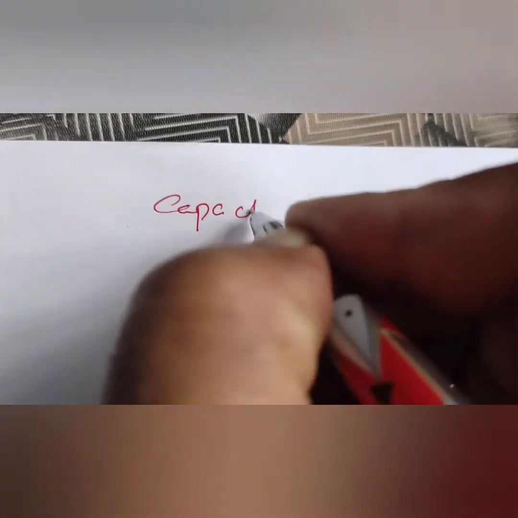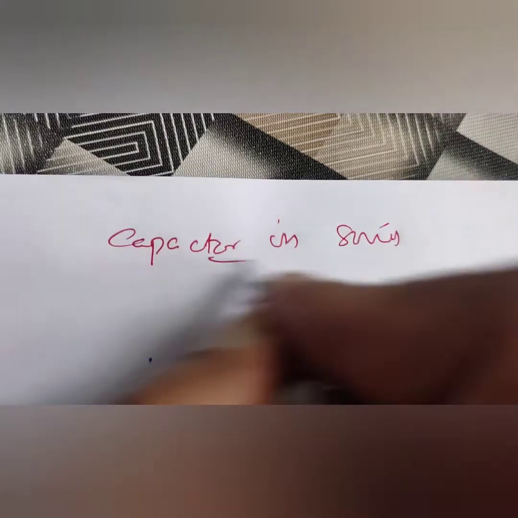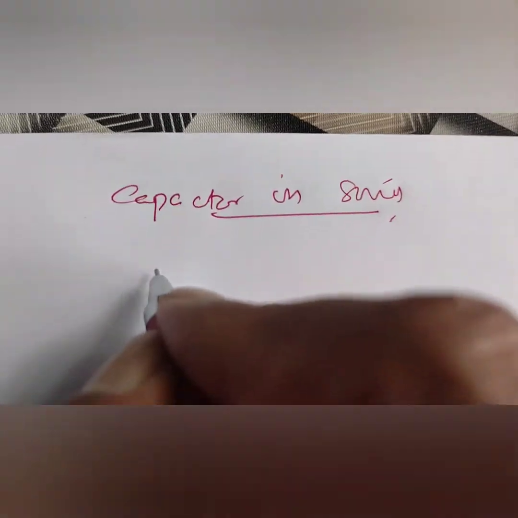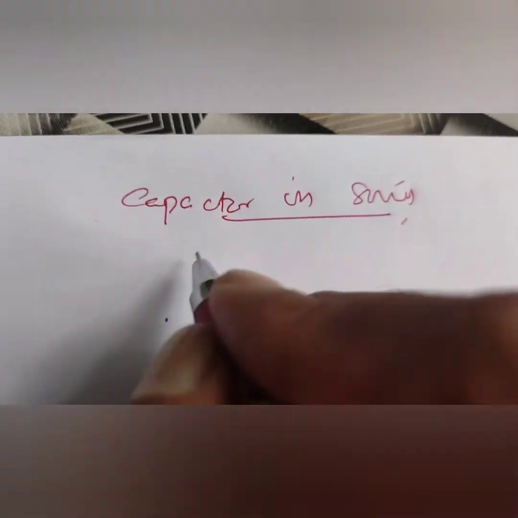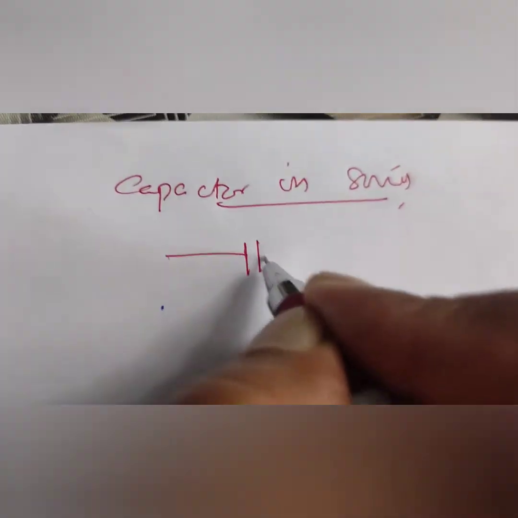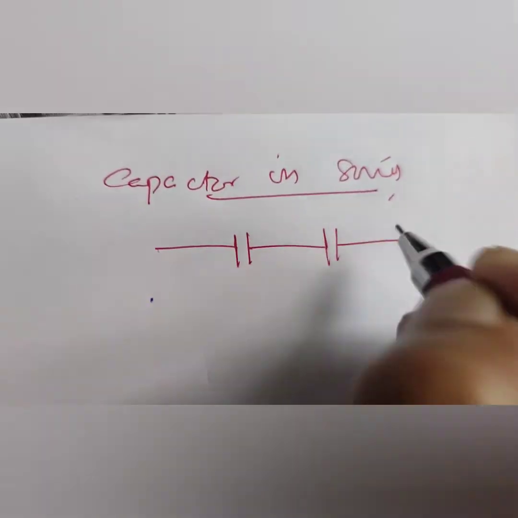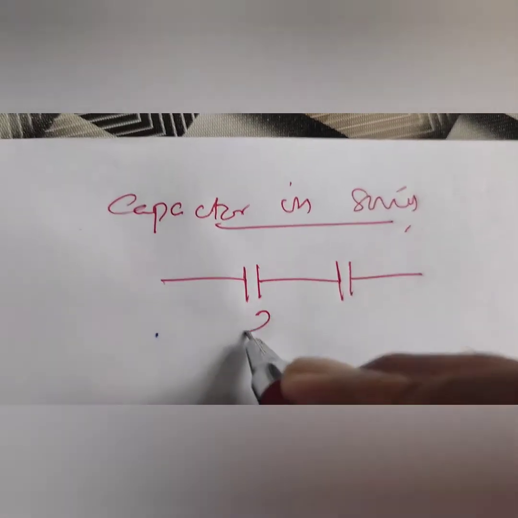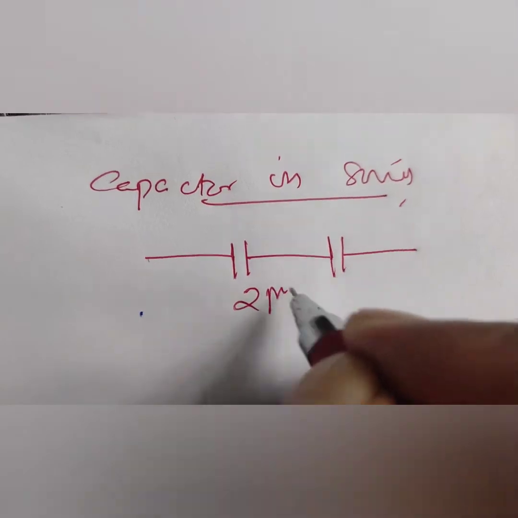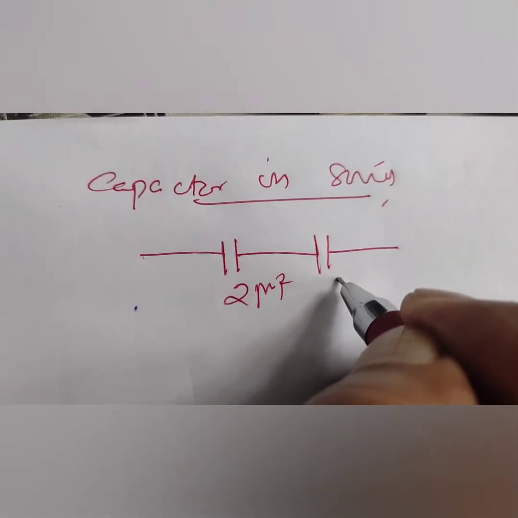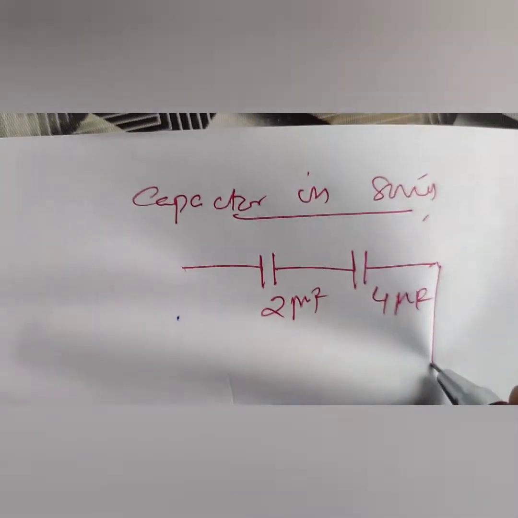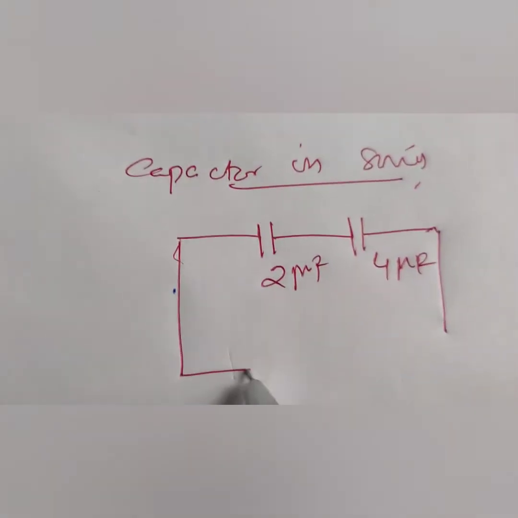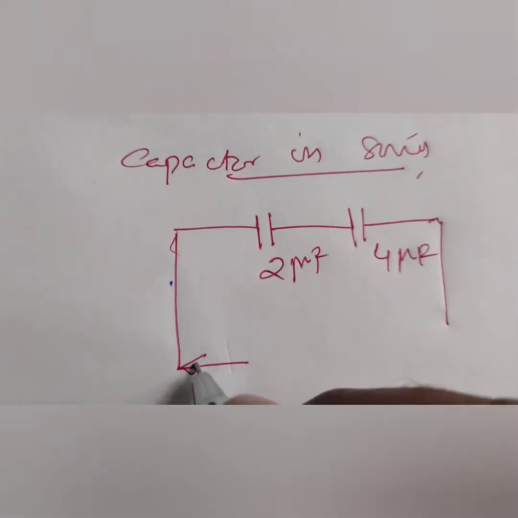Capacitors in series. We know that when two capacitors are connected in series, a 2 microfarad and a 4 microfarad capacitor are connected to an 80 volt source.